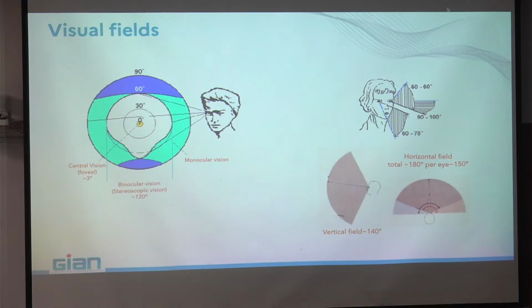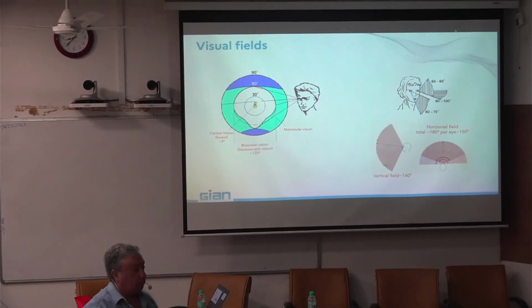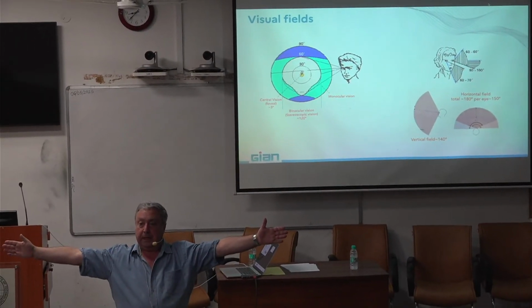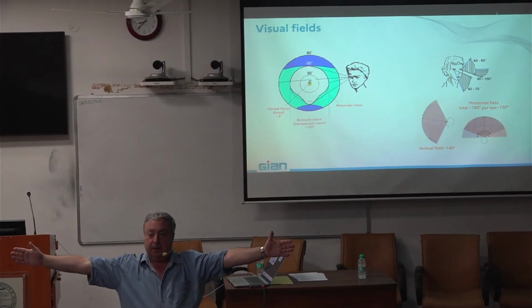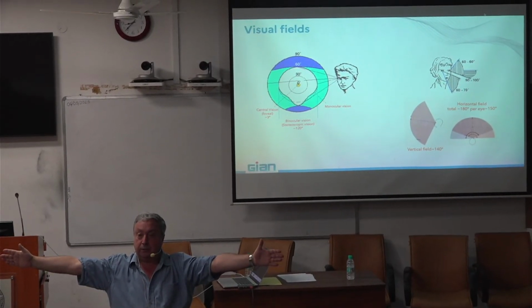There it is again, and here you have some additional information. If you take that in 2D, of course you have 180 degrees horizontally and 140 vertically, but in reality, if I put my hands here, I am at the limits. If I close that eye, I don't see that hand anymore. If I close that eye, I don't see that one.